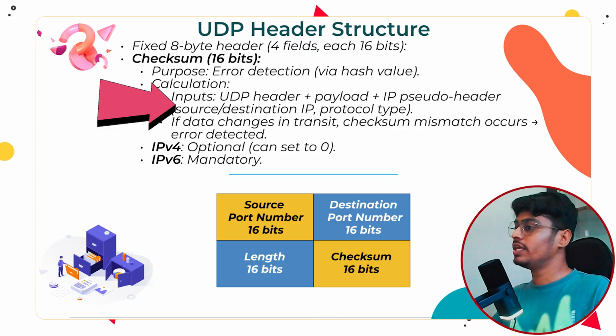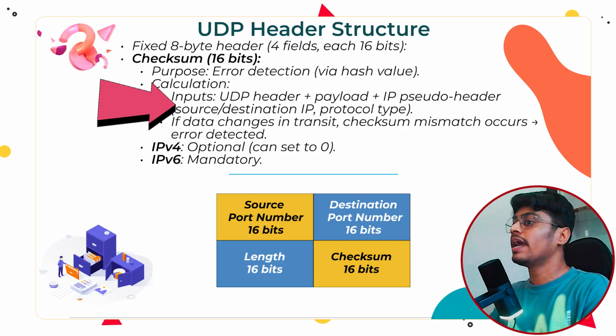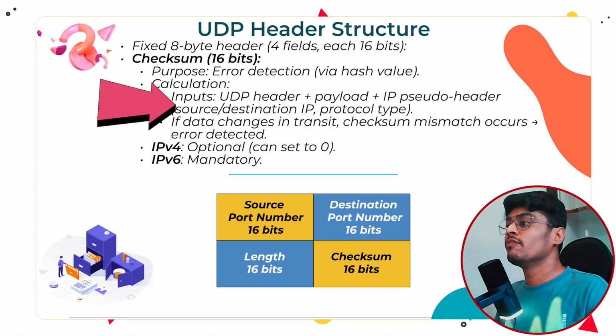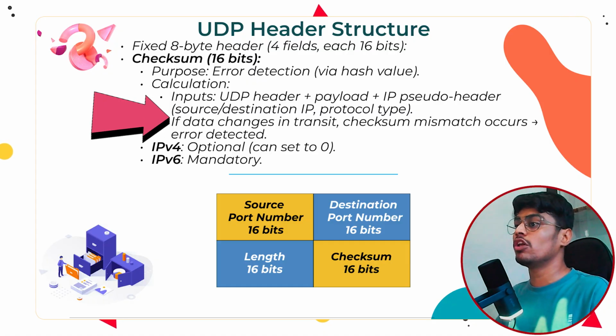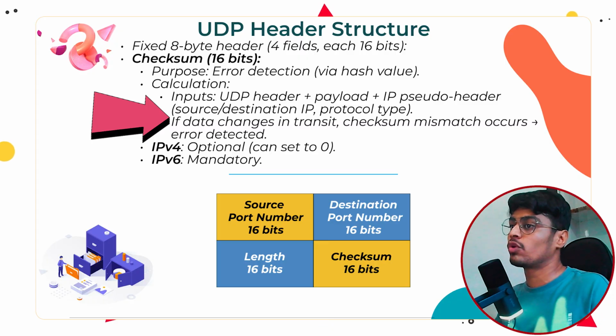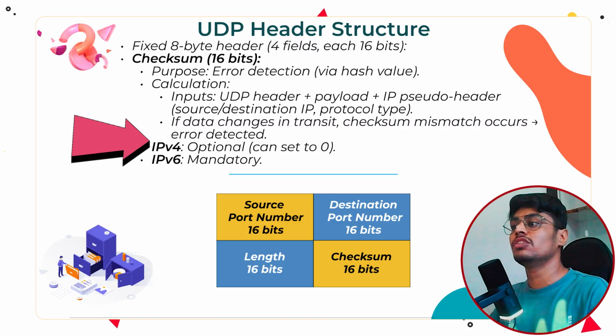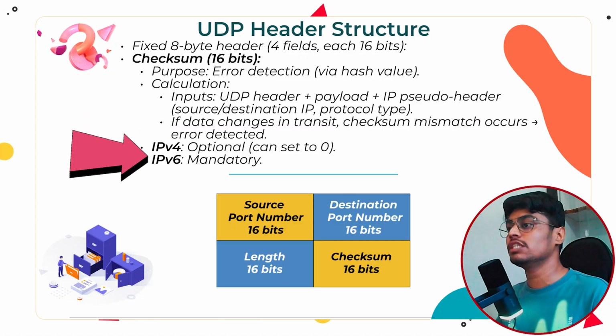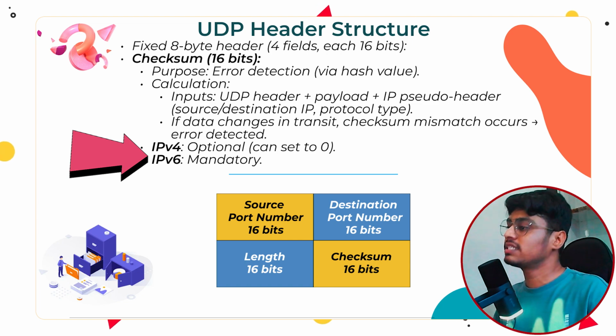We calculate a unique hash value by taking these three things and send that value along with the data. When the receiver gets the data, they also take these three things and calculate the hash value. If both hash values match, it means there is no error in the data. If they are different, it means there is some kind of error. Checksum field is optional in IPv4. In IPv6, which has been recently launched, the checksum field is mandatory.